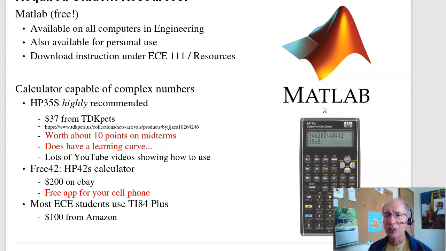Most students use TI-84 calculators. HPs will dust a TI when it comes to speed, but really it's up to you. Word of warning, however: HPs do have a learning curve, so don't try to learn how to use an HP calculator on the midterm. 111 is a good class to learn how to use an HP42. I'd recommend you download the Free42 app and get used to it, so that by the time you get to Circuits 1 and Circuits 2, you have a calculator that does complex numbers that you're familiar with.